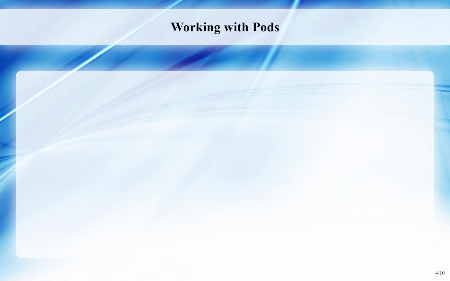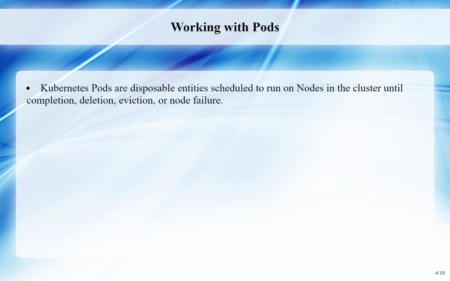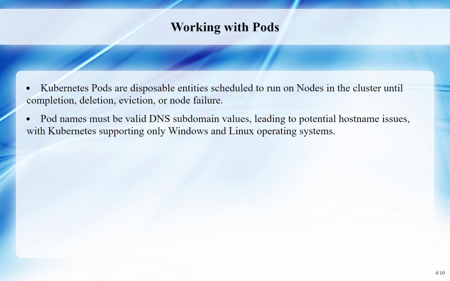Working with pods. Pods in Kubernetes are not typically created directly by users, as they are meant to be disposable entities. A pod is scheduled to run on a node in the cluster until it completes its execution, is deleted, is evicted for lack of resources, or the node fails. The name of a pod must be a valid DNS subdomain value, but this can lead to unexpected results for the pod hostname. In terms of the operating system, Kubernetes currently supports only Windows and Linux, which can be specified using the .spec.os.name field in v1.25.